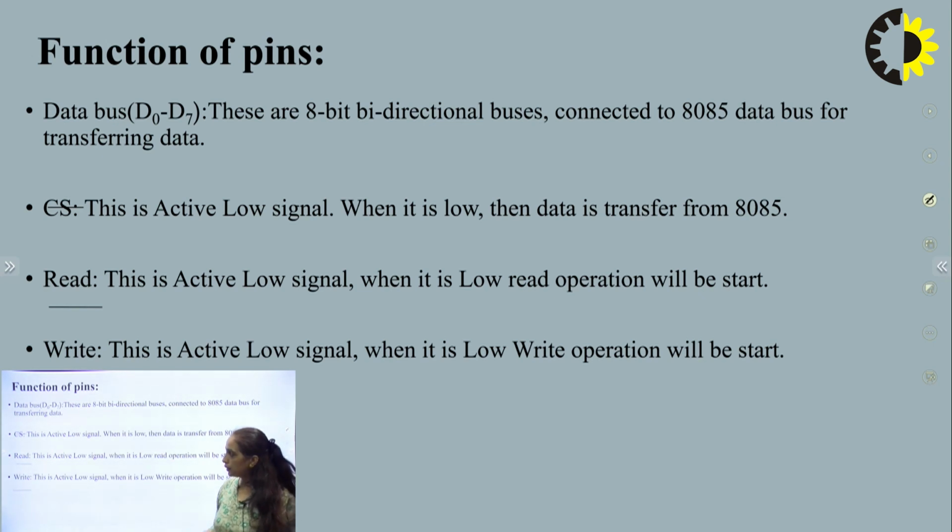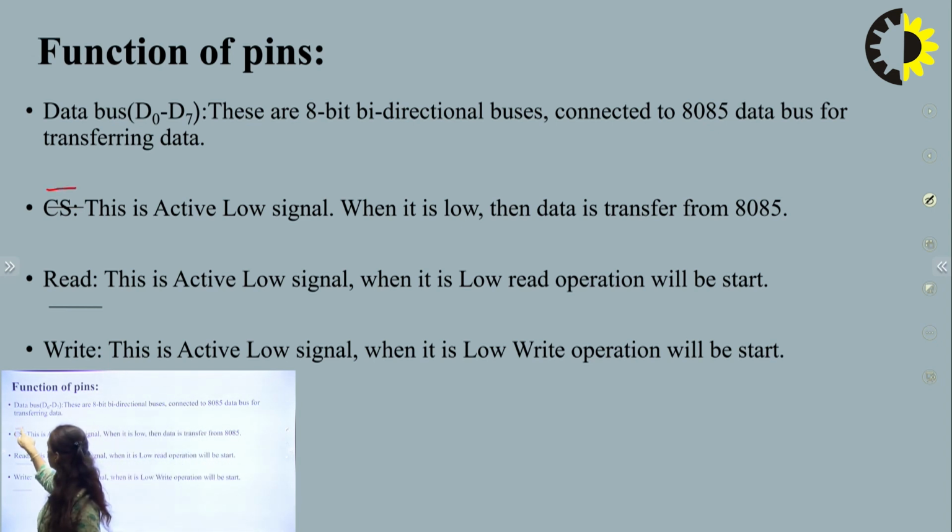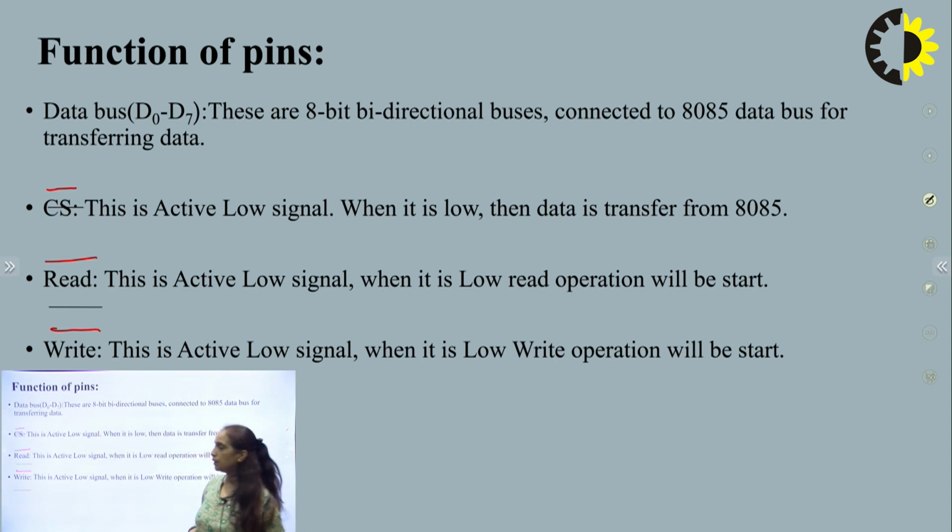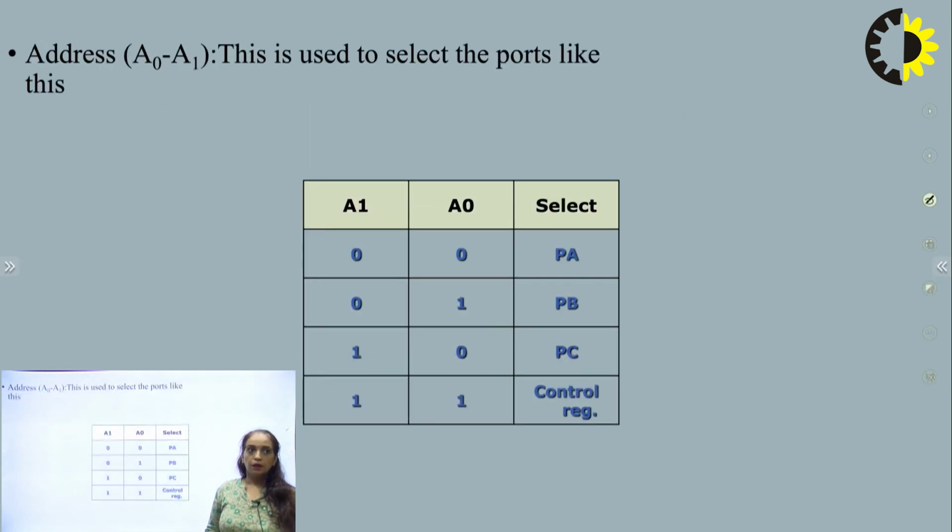CS bar, read bar and write bar. CS bar, it is an active low signal. When it is low, the data is transferred from 8085. Read bar is also an active low signal, whenever the value is low, the operation will be started. We can read data from the input devices present at any port. Then write bar is also an active low signal, so whenever the value is 0, we can start the write operation.